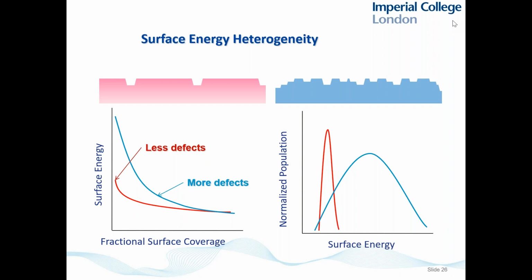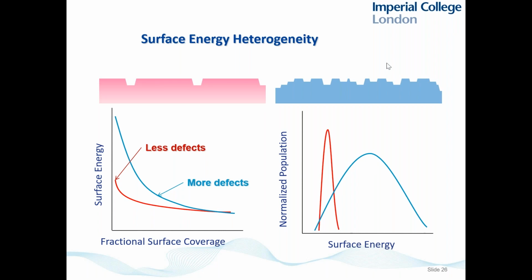a bit about surface energy heterogeneity. So if I told you about particle size, and I said to you the particles were all 10 microns in size, you wouldn't believe me. You'd say, I want to see the particle size distribution, and rightly so. So it is the same for surface energy. The particles rarely have the same surface energy. So we have here what's called a surface energy distribution.